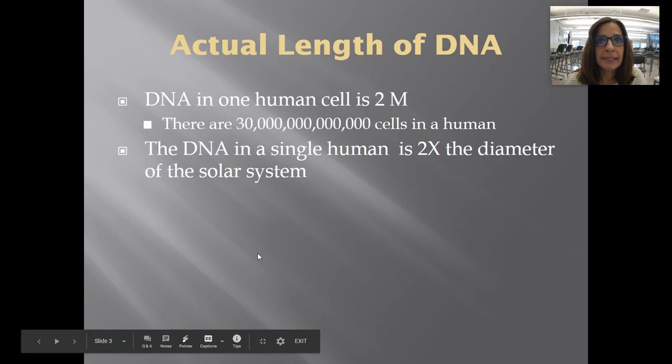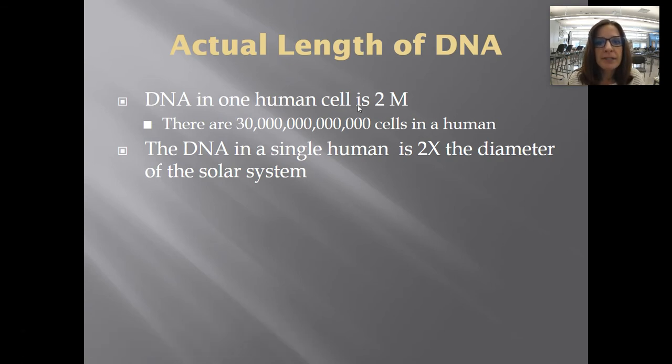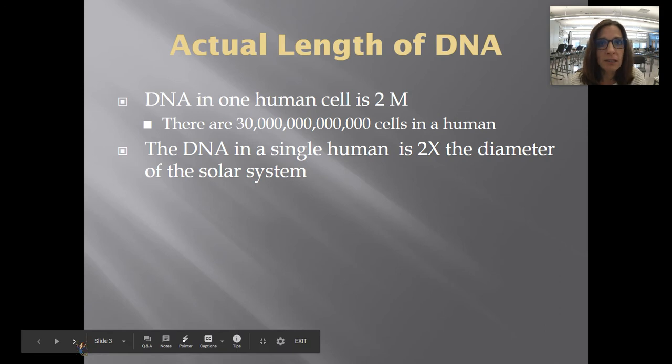Okay, so DNA is amazing. Let's talk about how big it is. So DNA in one human cell is 2 meters long. And if you think about how many cells you actually have, 30 trillion cells in you. That is a lot of zeros. The DNA in a single human is 2 times the diameter of our solar system. So if you unwound all of your DNA, it would go around the solar system 2 times. That's amazing. How does it all fit in our cells?